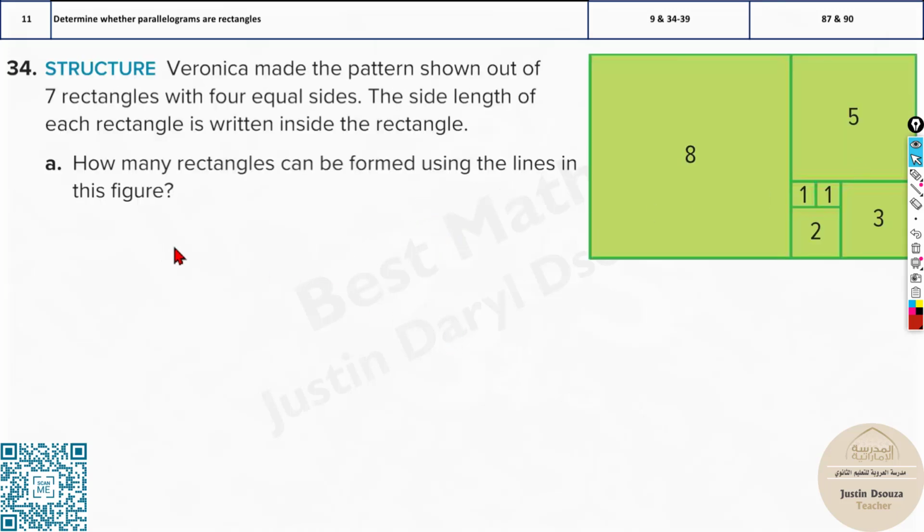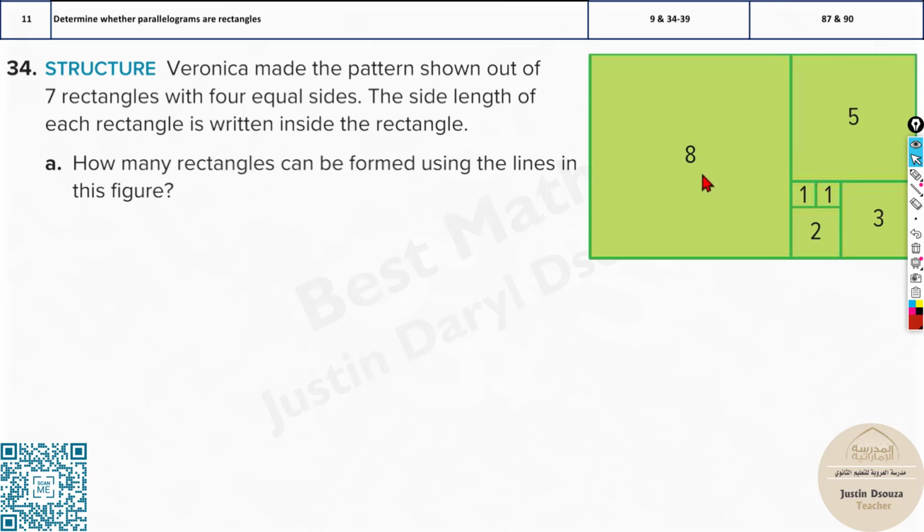We have an interesting problem here. It's about the structure over here. Veronica made the pattern shown out of 7 rectangles with 4 equal sides. The side length of each rectangle is written inside the rectangle. Now, 4 equal sides, you can see there are some equal sides. You can say 1, 2, 3, 4, 5, 6, and if you consider this as well, it'll be 7 rectangles.